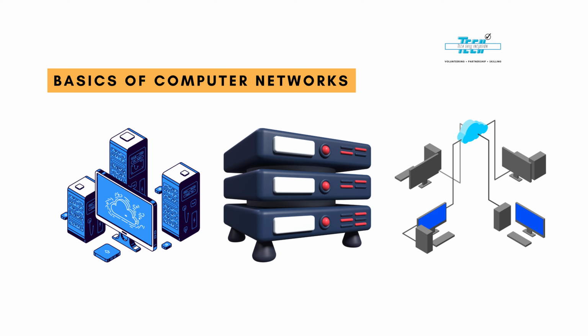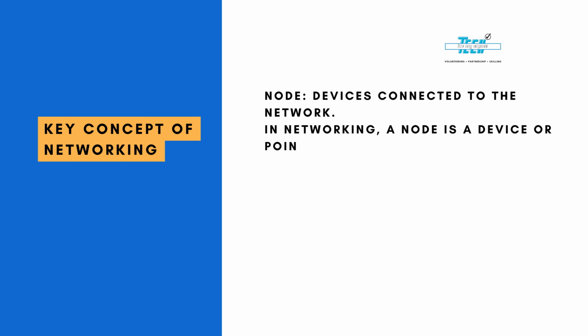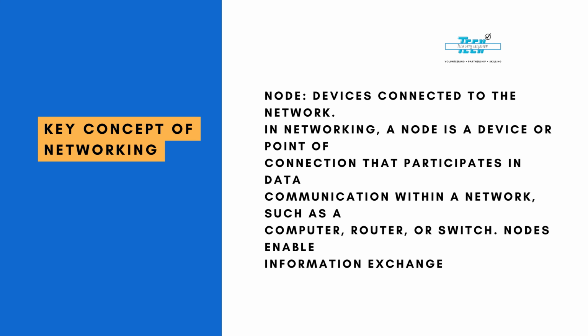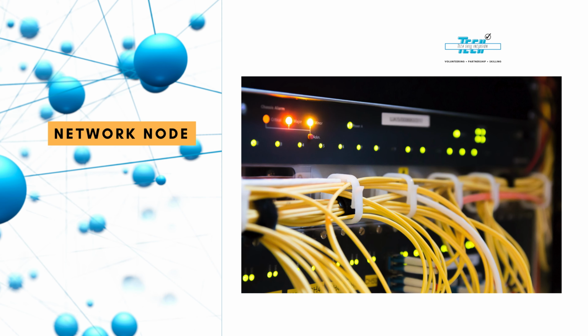Then next we'll talk about the key concepts of networking. First is a node. So a node is a device that's connected to the network. Like I said before, it's a collection of interconnected devices. So these interconnected devices, such as our computers, our servers, our routers, that's what a node is. So in networking, a node is a device or point of connection that participates in data communication within a network, such as a computer, router, or switch.